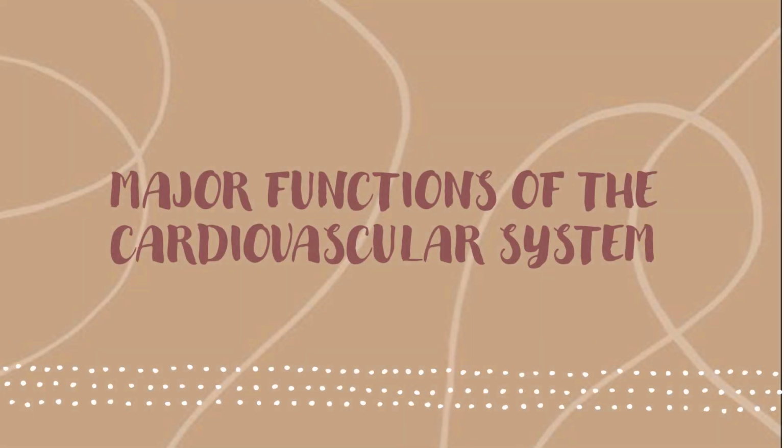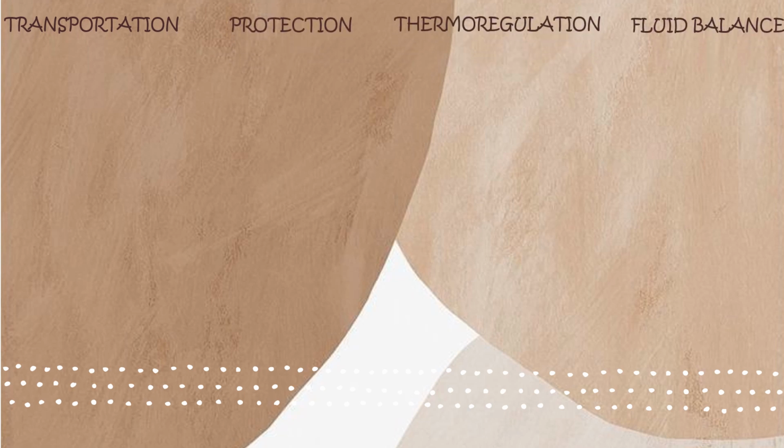Just now we talked about the general functions of blood. So here we're going to talk about the major functions of the cardiovascular system. So there are 4 major functions that we're going to talk about in this system. The first one is transportation, the second one is protection, the third one is thermoregulation, and the last one is fluid balance. So we're going to talk in a detailed way. So we're going to the first one.